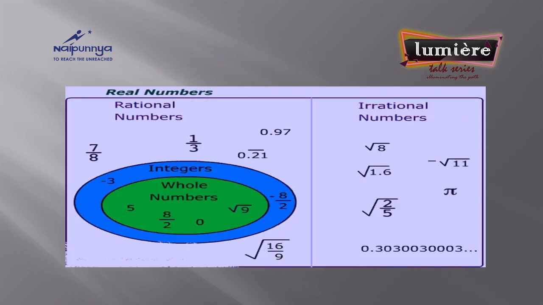Now, in this slide, some of the examples of real numbers are given. First set is rational numbers and the second set is irrational numbers. Rational numbers means those numbers which can be written in the form of p by q, isn't it? So, look at the examples. 7 by 8, 1 by 3, 0.97, etc. Why 0.97 comes here? Because it can be written in the form 97 by 100. Similarly, some of the examples of irrational numbers are also shown.